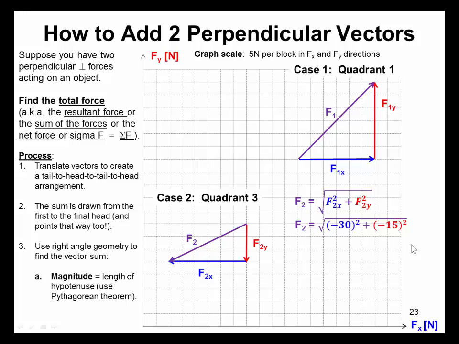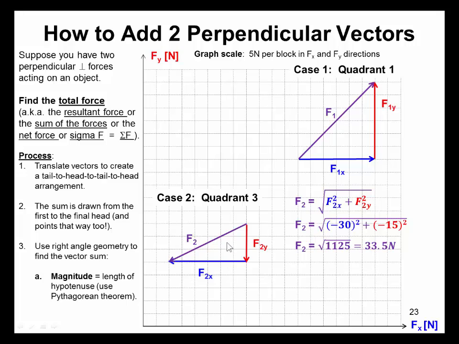So my total, I'll just do the math here. The square root of 1125 is 33.5 newtons. Make sure that you do a little sanity check on the size of your number. Our two legs were negative 30 and negative 15. Our total, our hypotenuse, is the longest side of a right triangle, so it should be somewhat larger.